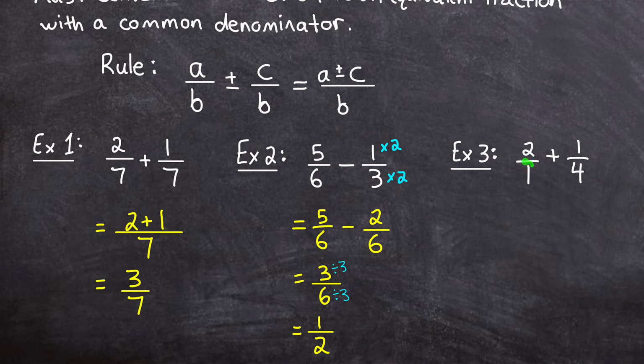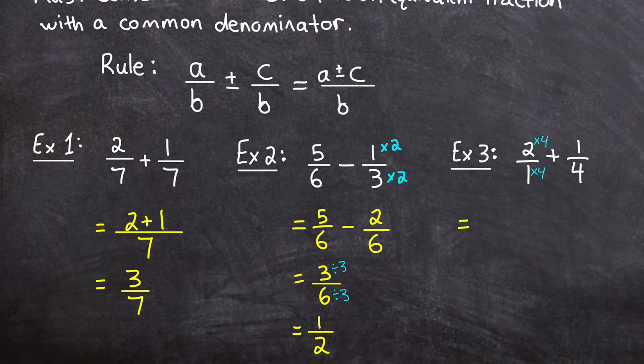And when adding fractions, we need a common denominator, and right now, they're not the same denominator. So I need to find a common denominator between the numbers 1 and 4. The lowest common multiple between 1 and 4 is the number 4. So I can make this denominator be a 4 by multiplying it by 4, and then to keep the fraction equivalent, I would also have to multiply the numerator by 4.